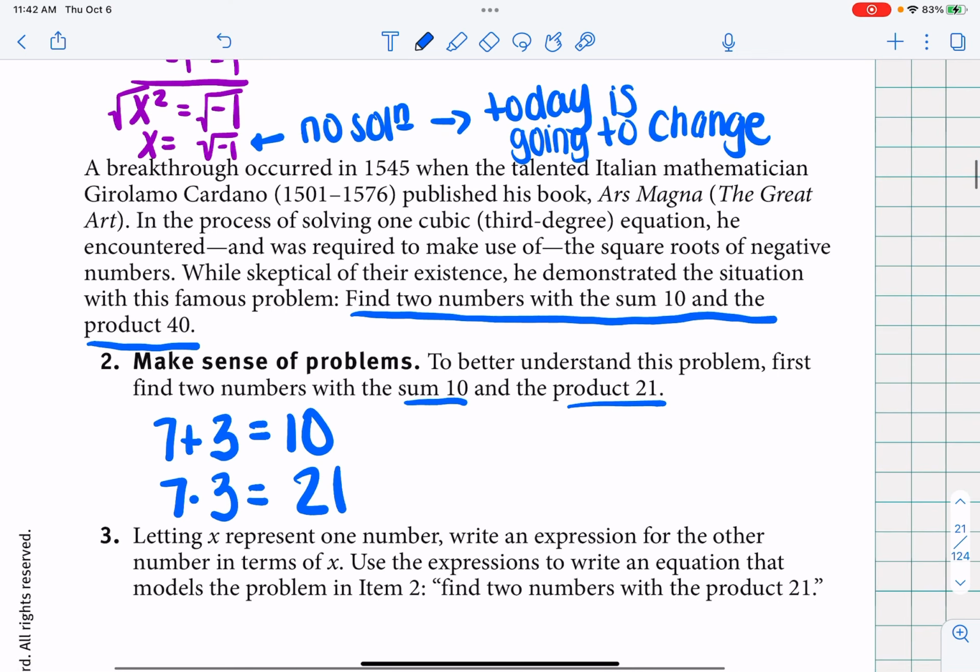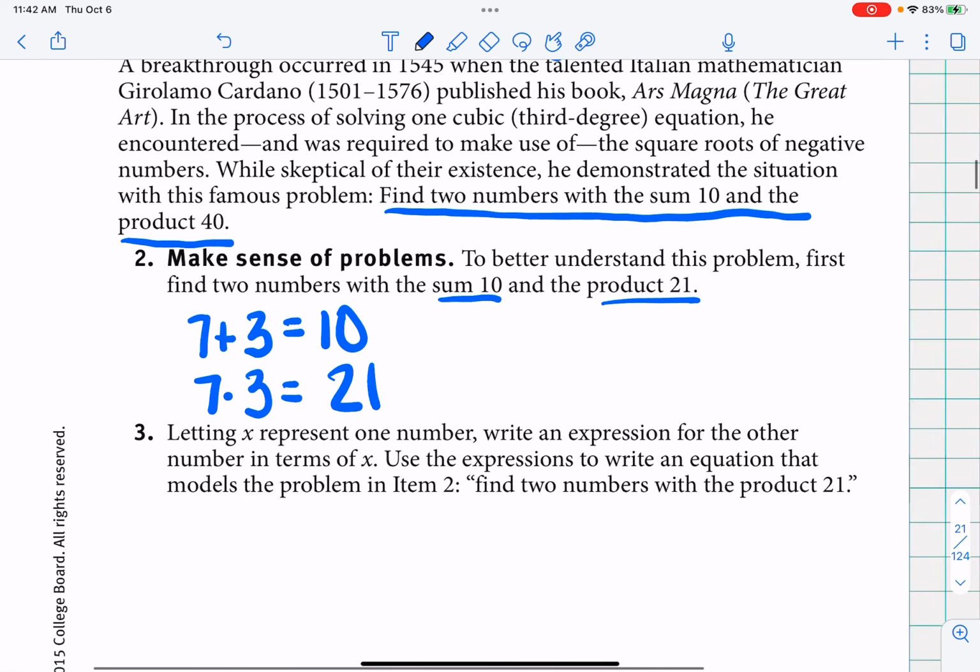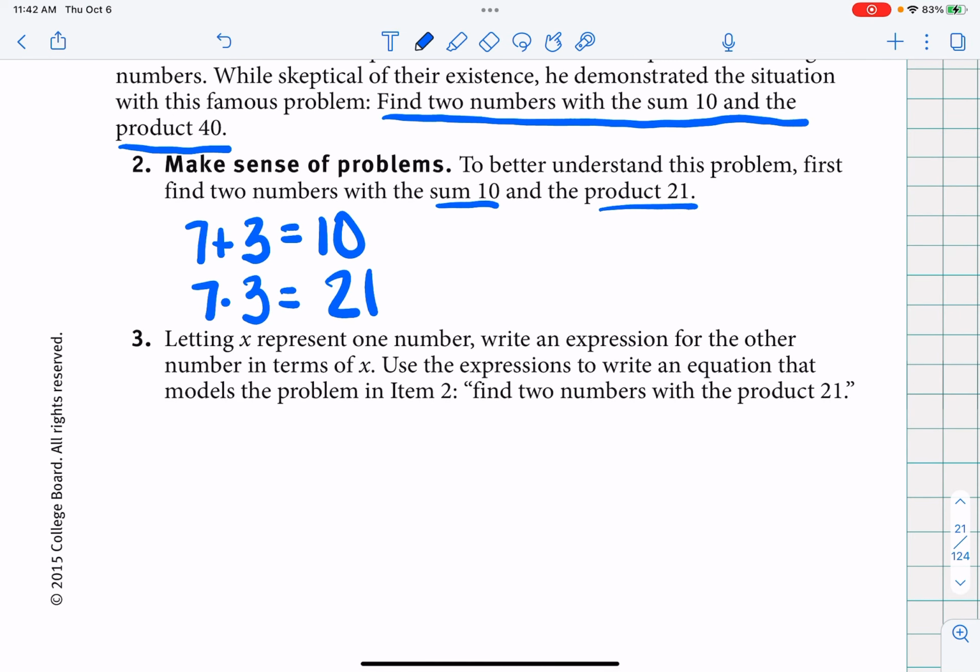So now what we're going to do is take this example and let x represent one number. Just for the sake of negatives, I'm going to say x represents, in this case, 7, from the above problem. We want to write an expression for the other number in terms of x.